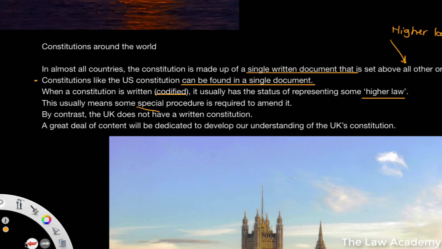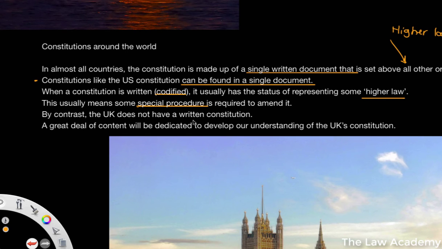So for example, to amend the US Constitution, a very special procedure and almost near universal consensus is required to make the amendment, which is why there's only ever been 27 amendments to the Constitution of the United States. By contrast, though, the United Kingdom does not have a written constitution.